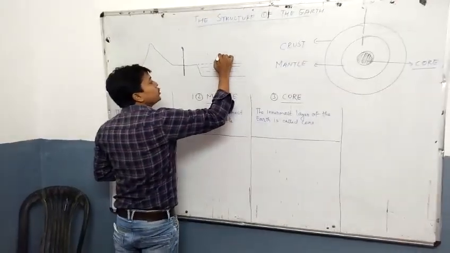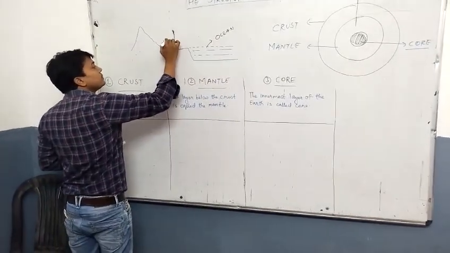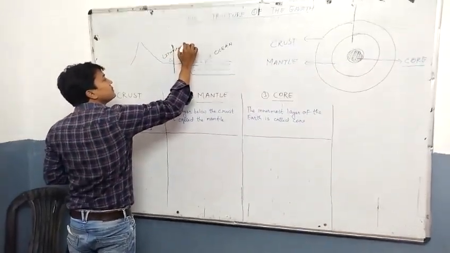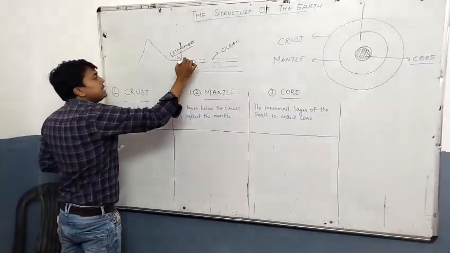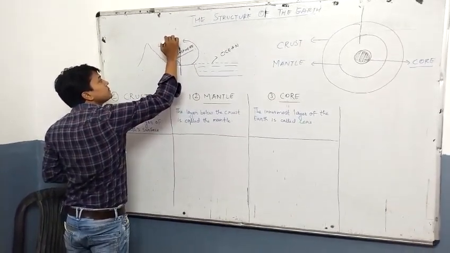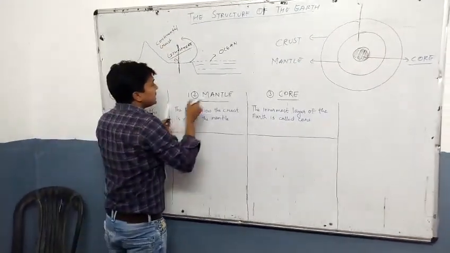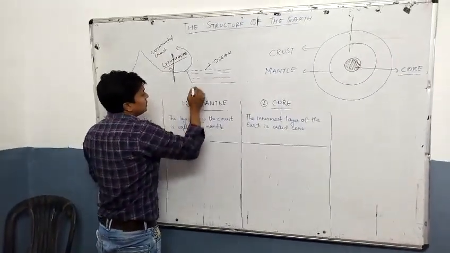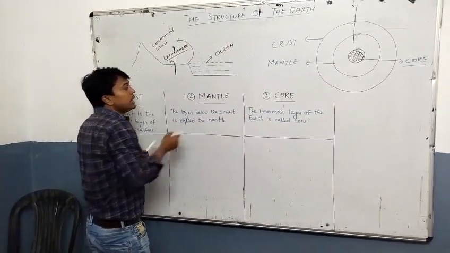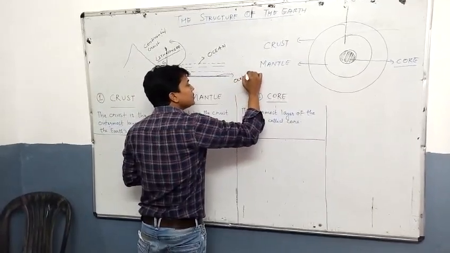Like this is ocean and this is our lithosphere. So this layer is called continental crust. And this is our seabed. Under the oceans, under the water bodies, this layer is called oceanic crust.